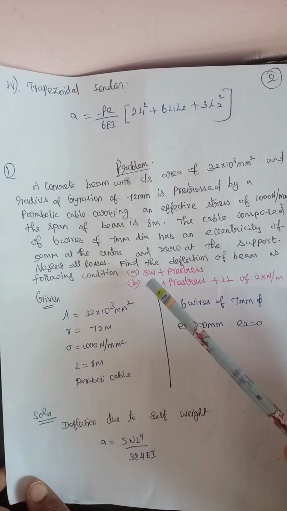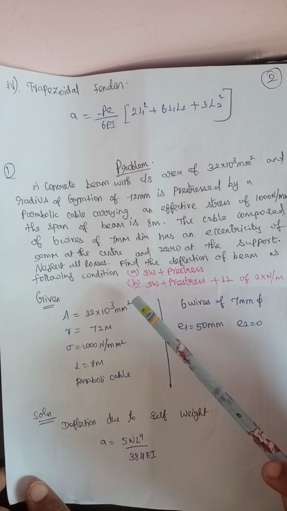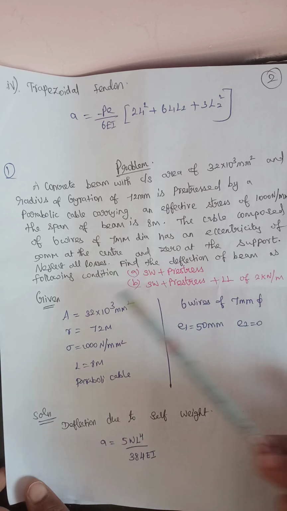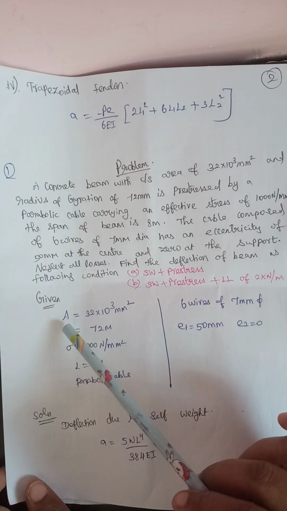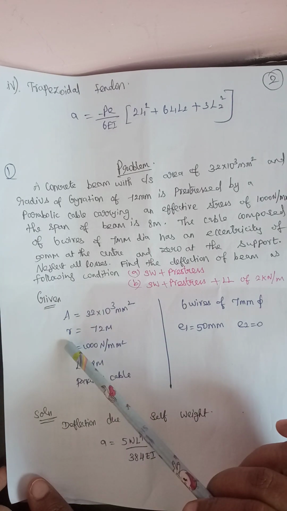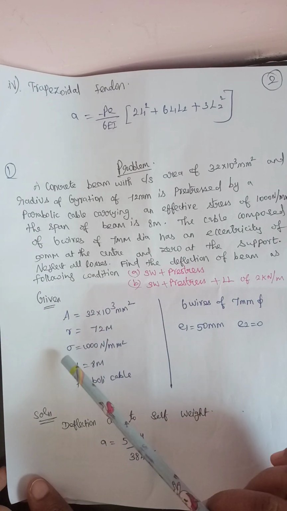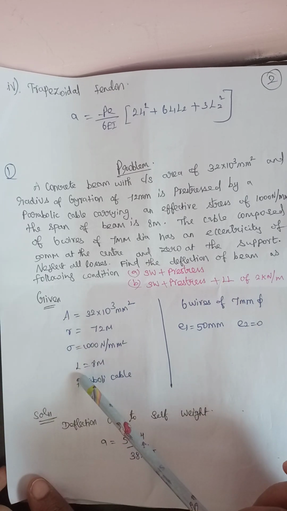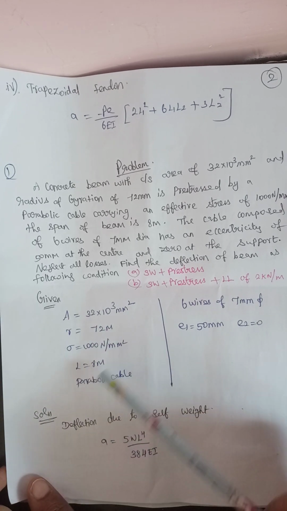So first condition is self weight plus pre-stress. Second condition is self weight plus pre-stress plus live load. So these are the given data. Area of the beam is 32 into 10 power 3 mm square. Radius of gyration is 72 mm. Initial stress is 1000 Newton per mm square and span is 8 meter.